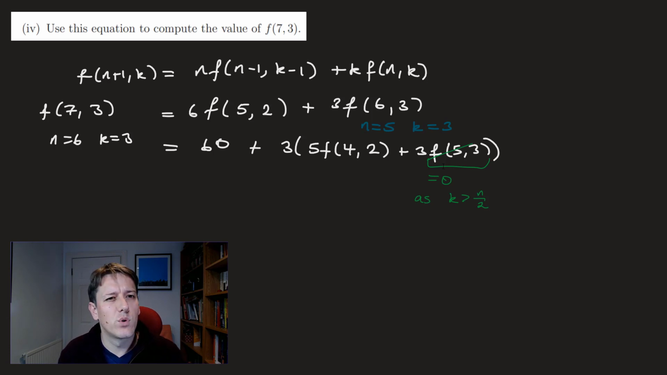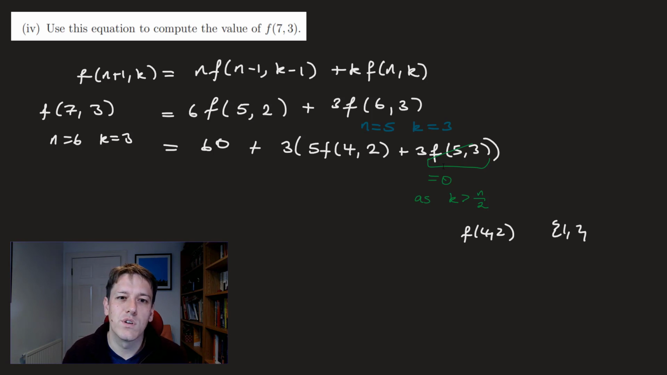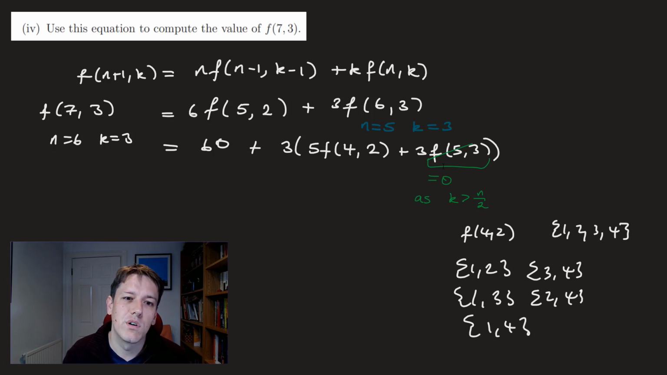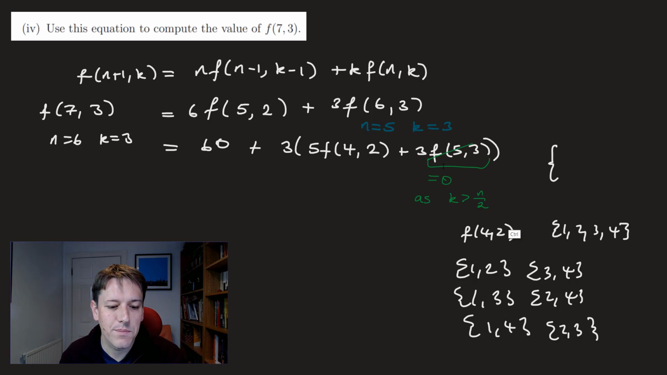Now, f of 4, 2, well, you could again apply the formula until you get something super obvious, or we can just work out f of 4, 2 here. It's not too hard. How many ways are there to split the set 1, 2, 3, 4 into 2 subsets? Well, I'd either have 1 and 2 with 3 and 4. I could have 1 and 3 with 2 and 4, and I could have 1 and 4 with 2 and 3. Sorry about my bad set brackets there.